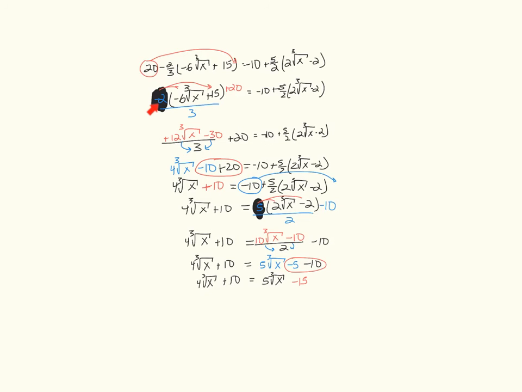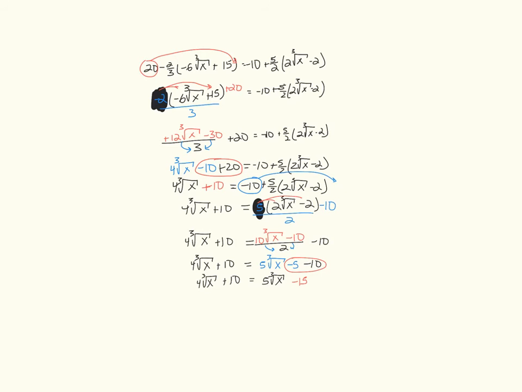Distribute the times -2. Distribute the divide by 3, combine like terms. On the right side, I rewrote to standard form. Distribute the times 5. Distribute the divide by 2, combine like terms.